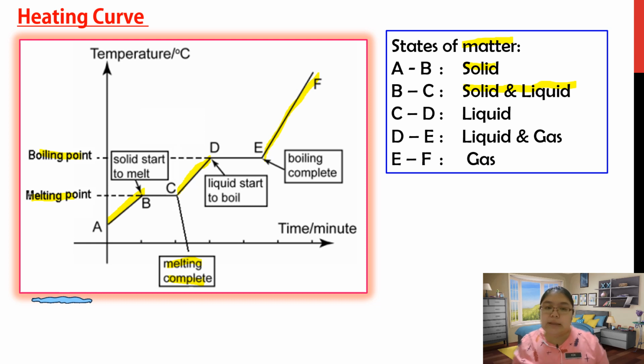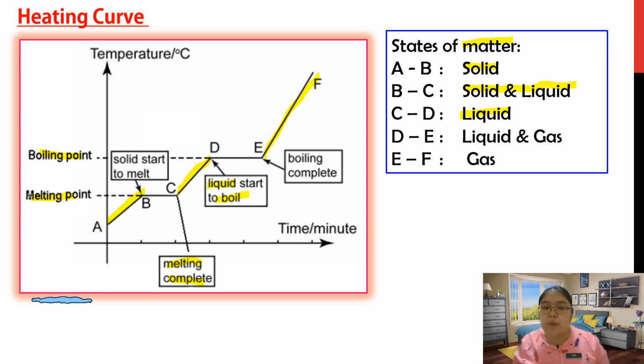After C, the temperature continues increasing. So from C to D, actually we don't have any change of phase. They just increase the temperature, which means kinetic energy is increasing. So C to D, the matter should be liquid. Until D, now the liquid starts to boil.